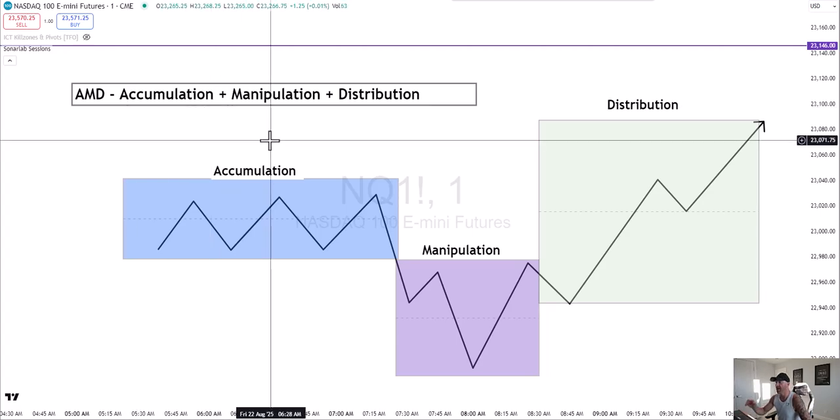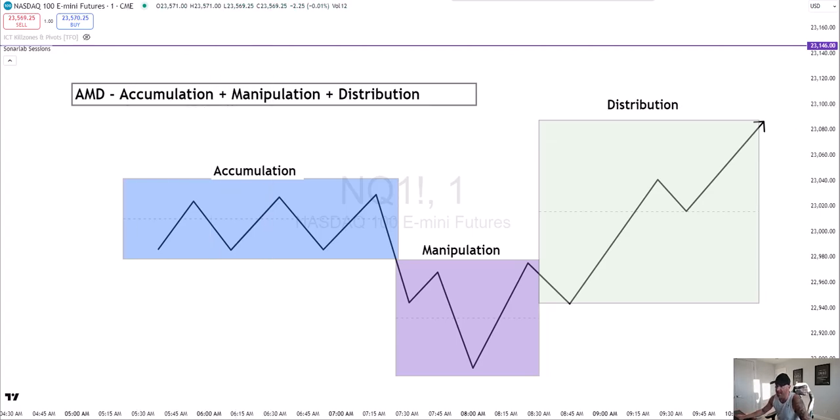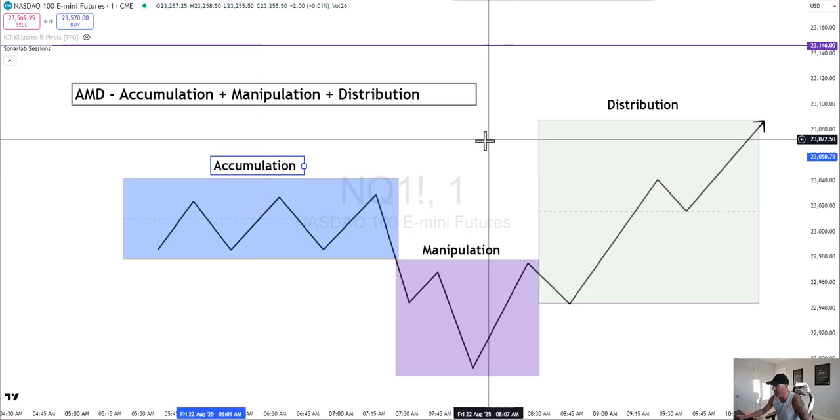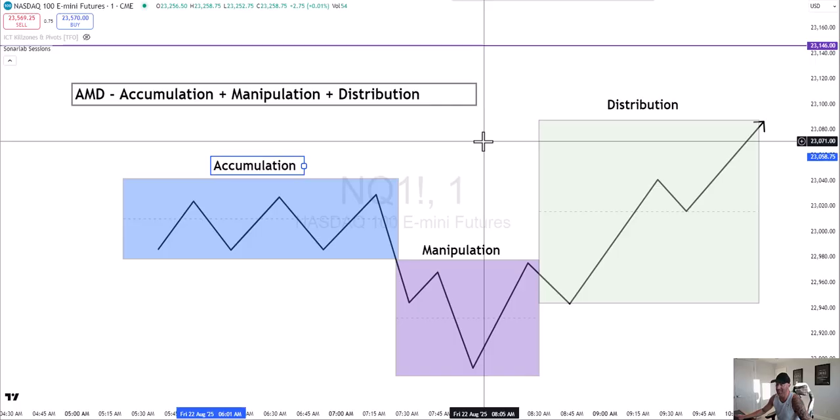Okay, so tonight for the session, we'll go over this AMD model that played out on Friday. Now, I haven't seen it this clean in a while.